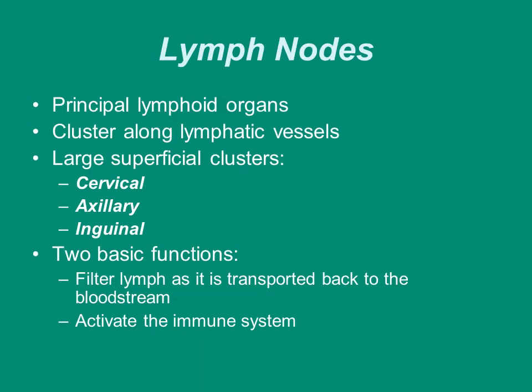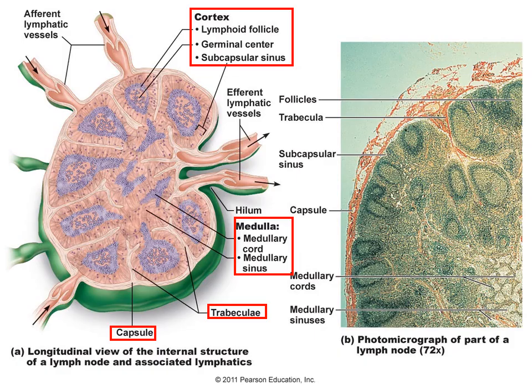The main lymphoid organ are your lymph nodes. They tend to be clustered along the lymphatic vessels so that the lymph is flowing through the vessels. Then they're going to flow through the lymph nodes where they're going to be filtered. There are clusters of them, as I said earlier, in the cervical, axillary, and inguinal area. They're filtering that lymph. They're also going to be involved with helping to activate your immune system.